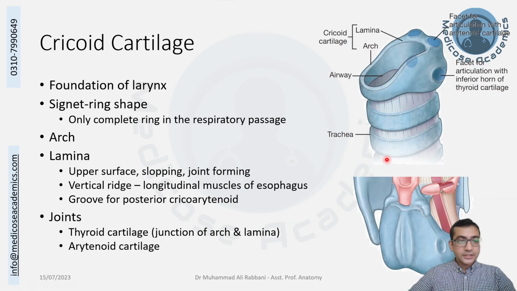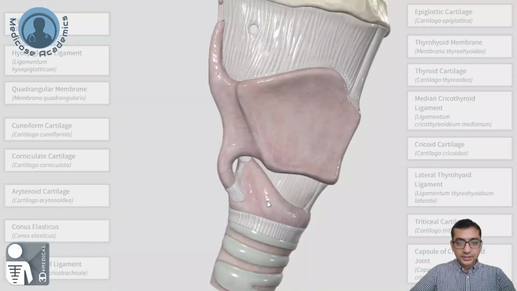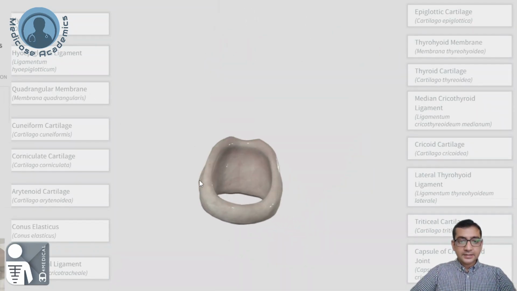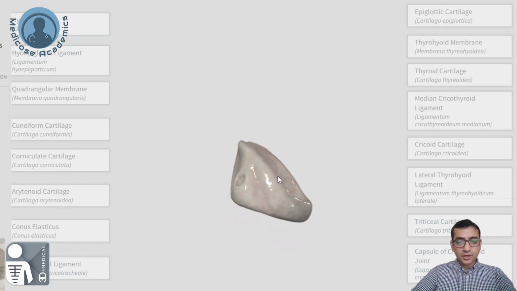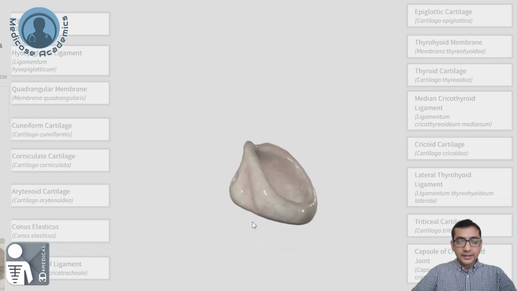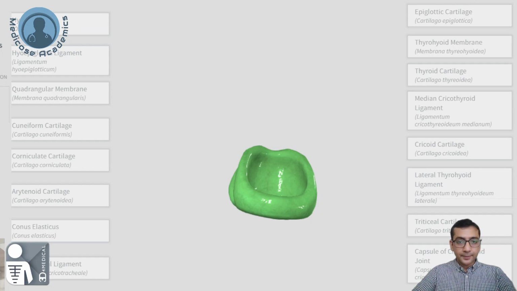The cricoid cartilage, it's a signet shaped ring. Let us look at it here in the 3D model. This is the cricoid cartilage, this one. If we isolate it from others, this is like a signet ring. It has the posterior part that is raised and the anterior part that is called lamina. It is forming the foundation of the larynx. It is forming the base of the larynx.